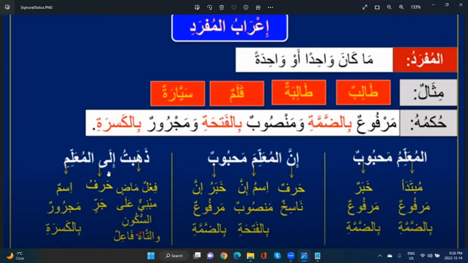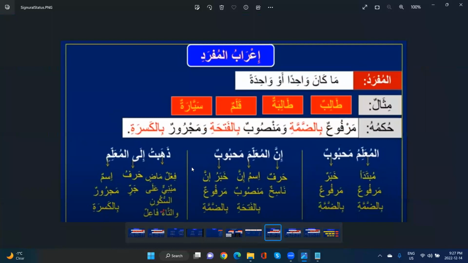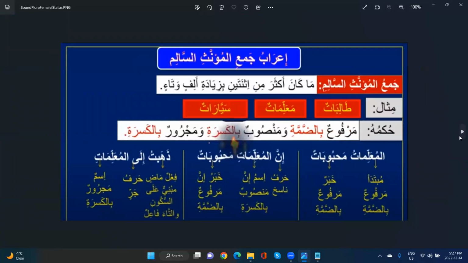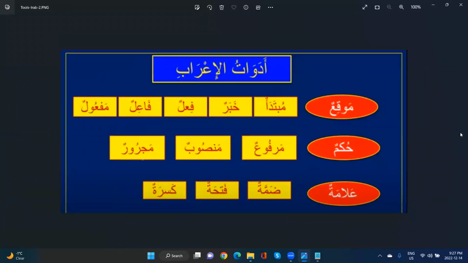Ila is harf jar. Over here, because of this, al muallimi went into majroor, because of bil kasra. Agree with me on this so far, guys? You have to. Okay. Let's take a look at, let's see, I can take you to.